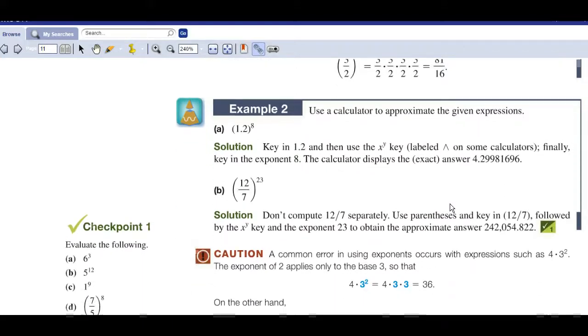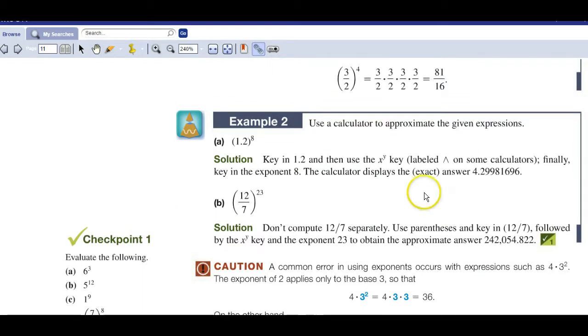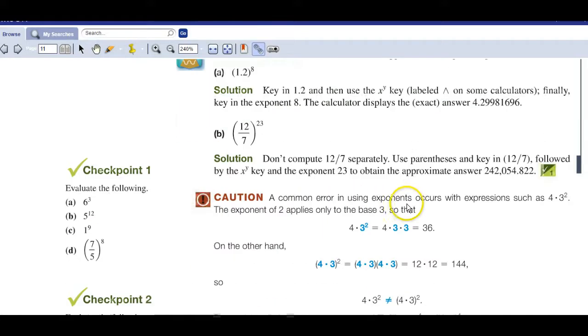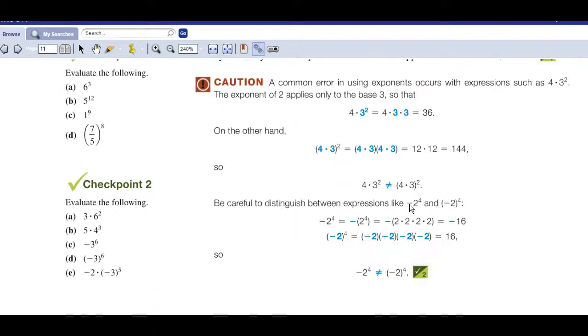Now, in putting this in your calculator, normally you would put in, let's say, 1.2, then use this special key right here, which is called the caret key, and you get an answer. And they'll give you some examples to work on.